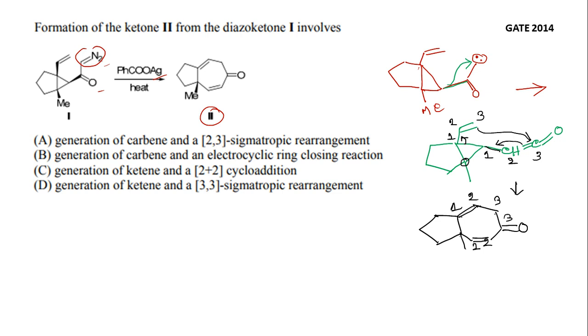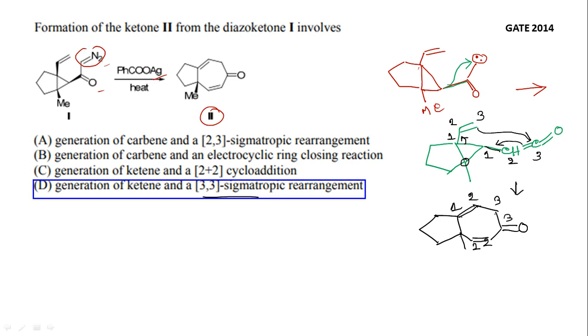So obviously it is also involving carbene, but we have to choose this 3,3 sigmatropic rearrangement. So that is why it is option D, that is generation of ketene, because ketene is also generated. First there is generation of carbene, then ketene. So option D is the correct option.